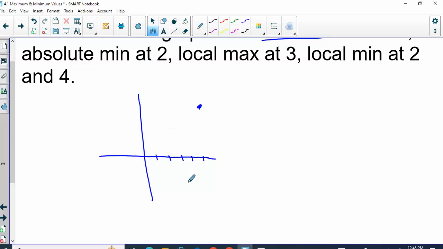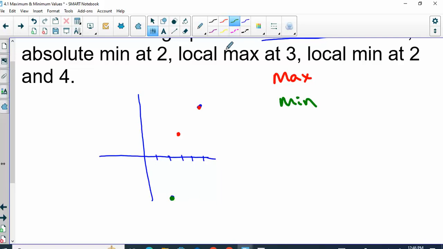An absolute min at 2. So when x is 2, that is the lowest my graph can ever get. I'm going to make my max red, and I'll make my min green, just to help visualize this. Okay, a local max at 3. So when x equals 3, I need a local max. It can't be the highest on the whole graph, but it's higher than those around it. So maybe it's up here.